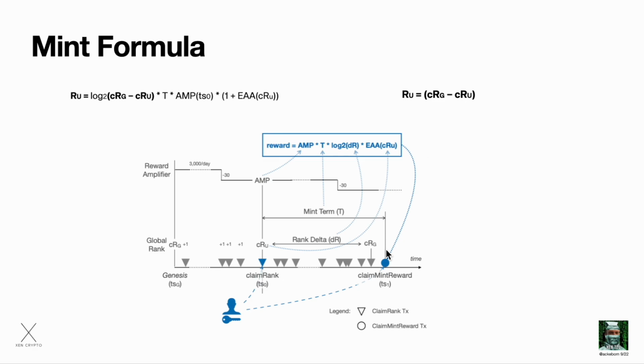You're incentivized to spread the word of Xen, because everyone you talk to that also claims their C rank will add up to the global rank. But you're not the only one talking about it. Everyone is. And everyone talking about Xen is good for you, because all of that matters for your individual mint reward, which comes here.